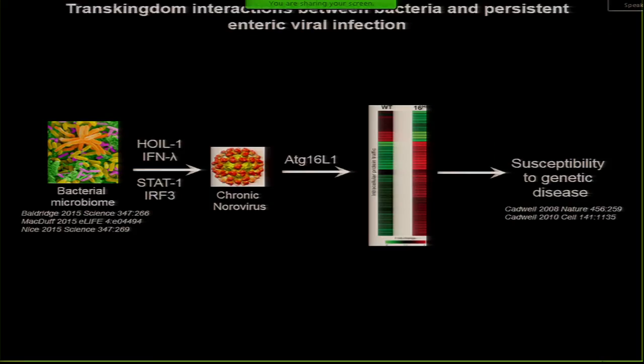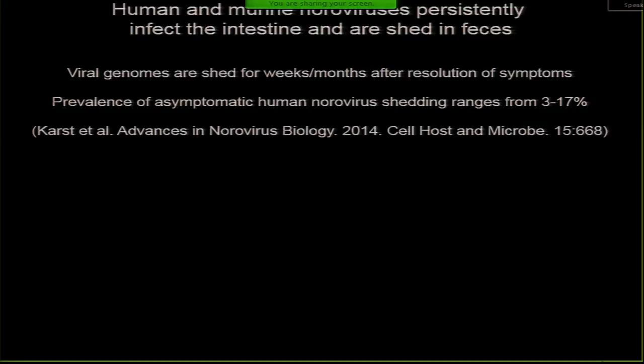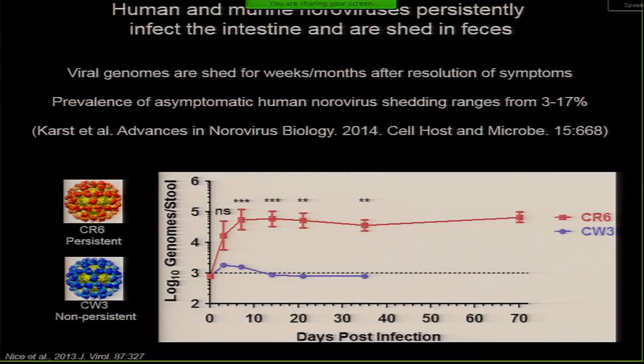Second transkingdom interaction example. Turns out that bacteria control the chronic infection with noroviruses. It's a very simple experiment I'll describe in a moment. So these are the cruise ship viruses. They are responsible for the worst 48 hours of your life, okay? Everybody has had them. We had the good fortune to be able to discover them in mice, which gave us a nice mouse model. Some of these viruses persist forever in the intestine of mice.